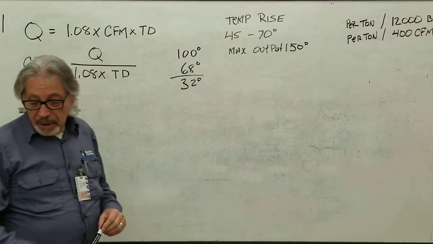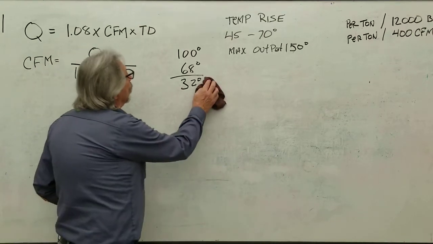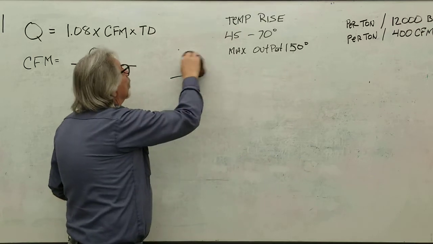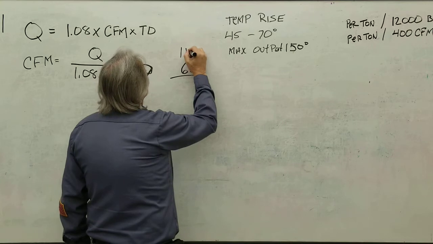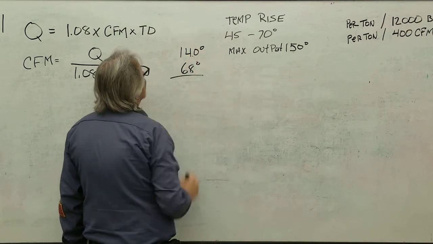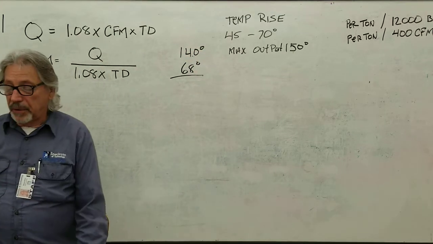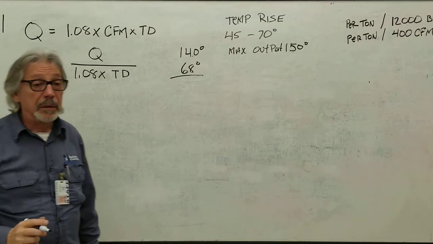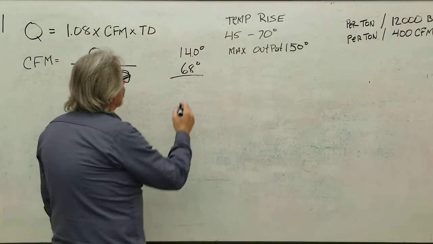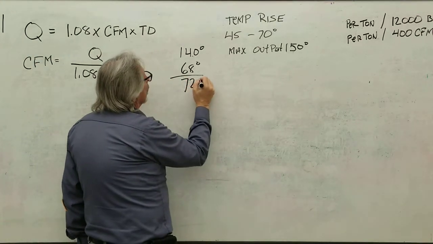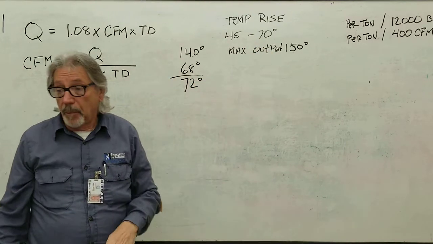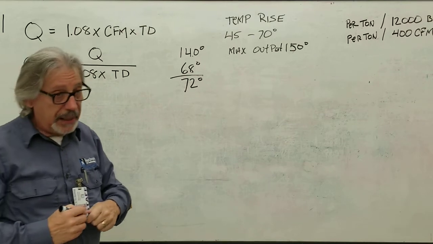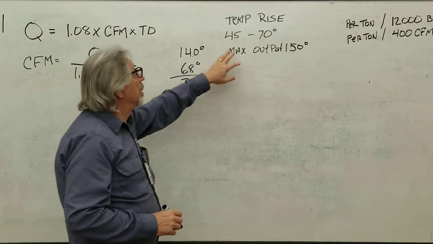On the other hand, if you got a 140 degree supply air, what do you got for a temperature difference on that? 72 degrees. Again, you got an issue there.